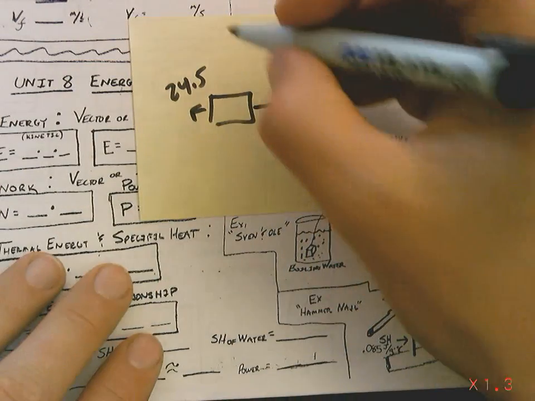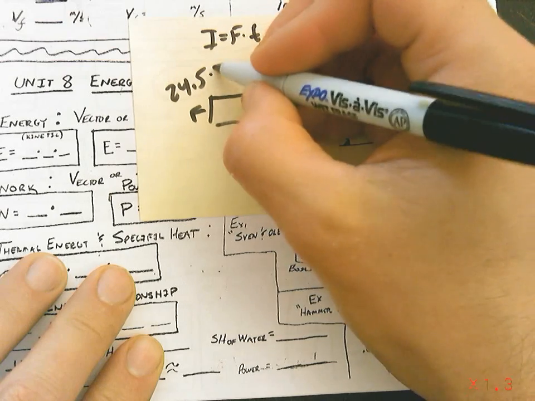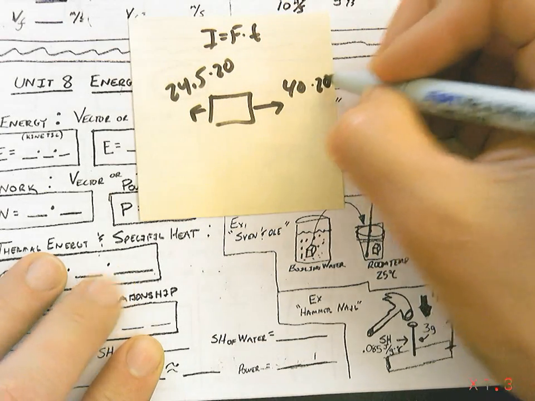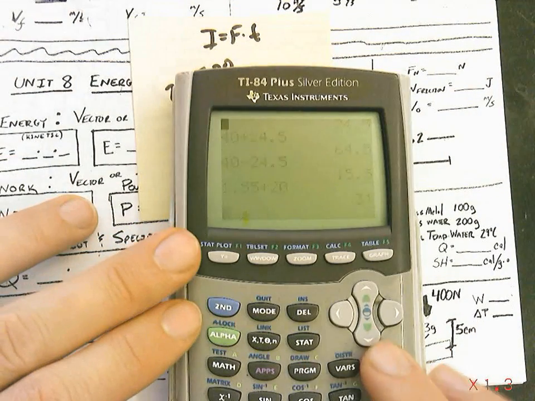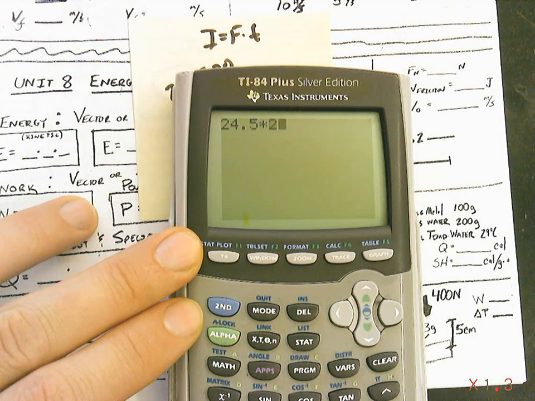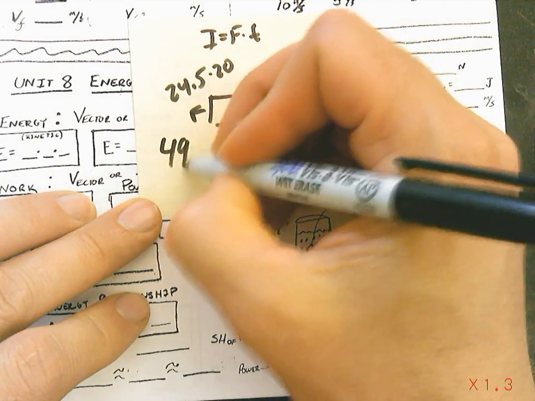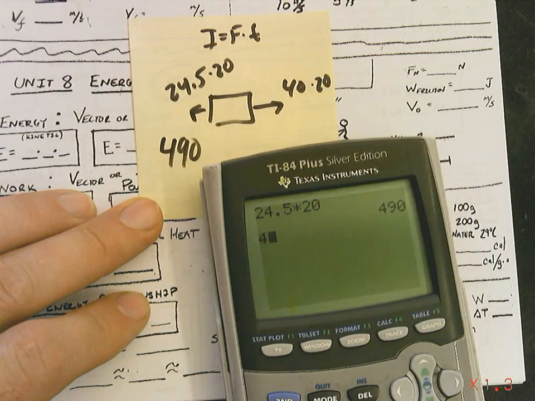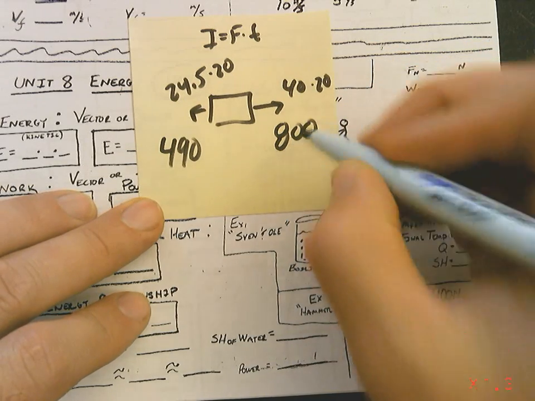So impulse is force times time. So if I take these and multiply them by their times, 20, we get some different numbers. We'll take 24.5 times 20. That gives me 490 for my impulse created by the friction, and 40 times 20 gives me my 800 for the impulse created by the push.